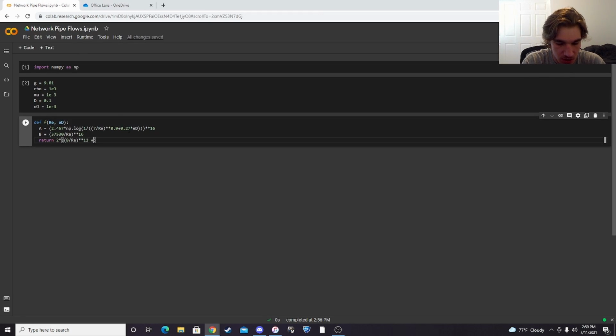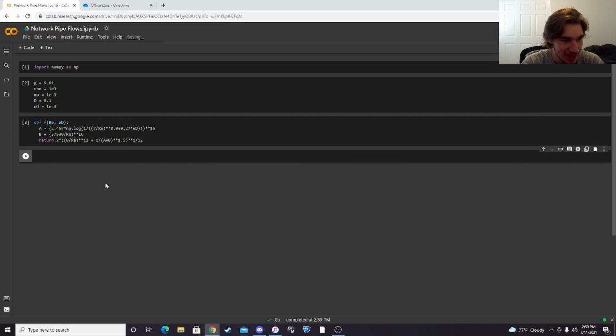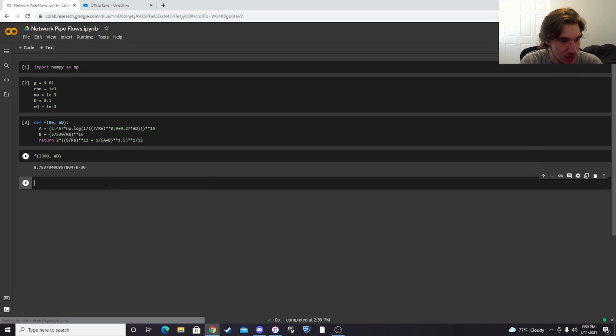And plus 1 divided by parenthesis a plus b. This is going to the power of 1.5, and then the whole equation outside of the 2 is going to be to the power of 1 over 12. Shift enter that, and let's go ahead and test our function to see if it works appropriately, and we're going to be doing that right there.